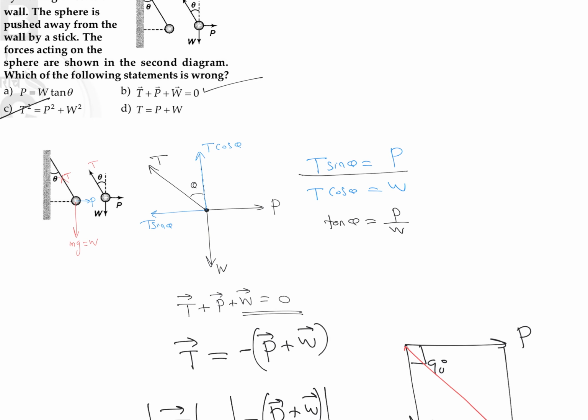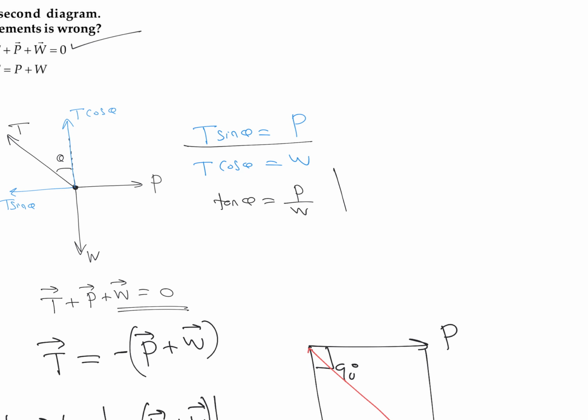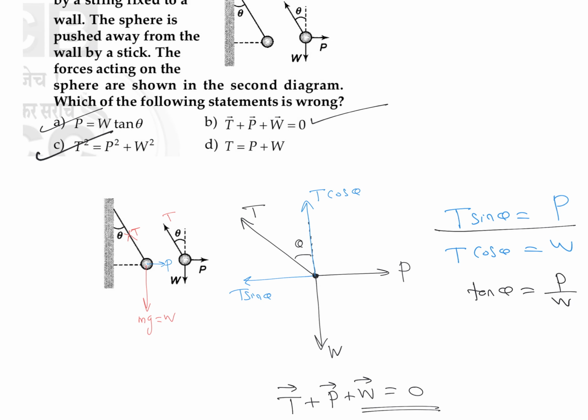Now you can observe that the first option, which is given in this format, that is P by W is equal to tan theta, or you can write P is equal to W tan theta. So we can say that this first option is also correct.